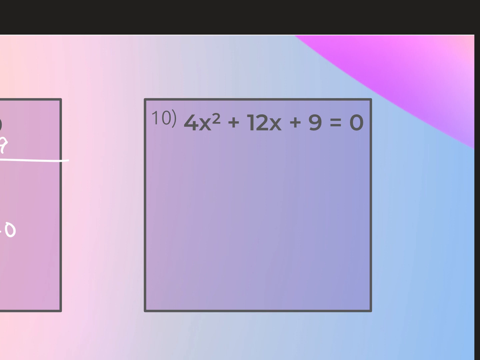All right, number 10, assess the situation. Do you have everything on one side of your equation and it's set equal to 0? Yes. So I'm going to say, okay, let's go ahead and factor this. Now, is there a GCF? No. Does anyone notice anything about this problem?